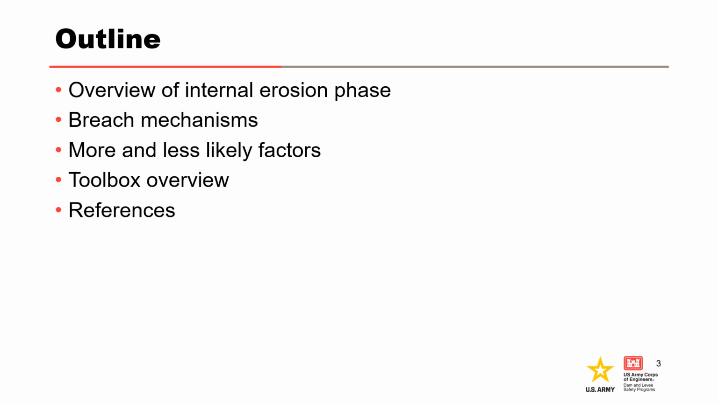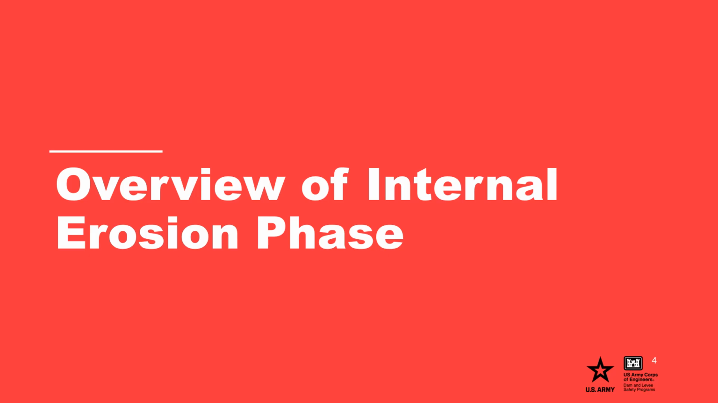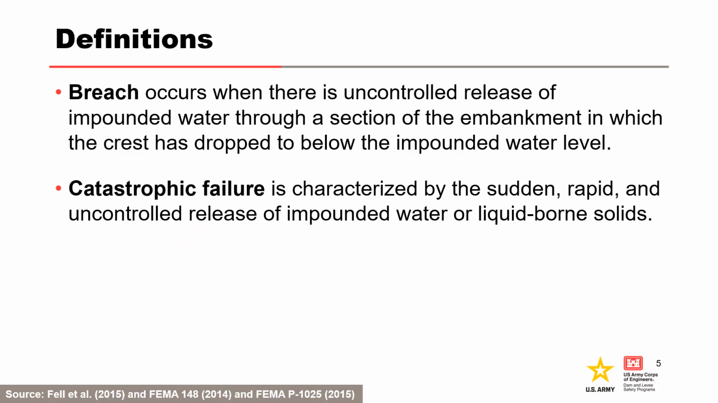This presentation will provide an initial overview and will then discuss the various breach mechanisms that lead to uncontrolled release of impounded water and the conditions that drive them. Let's begin with an overview. Breach is the fourth and final phase of internal erosion.